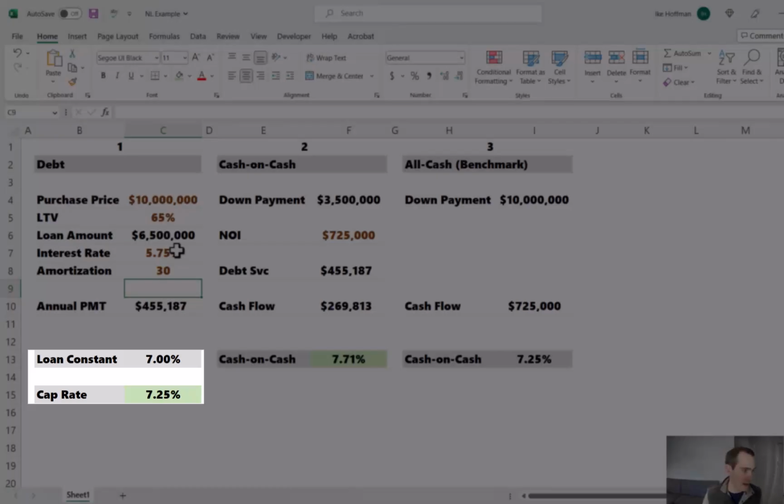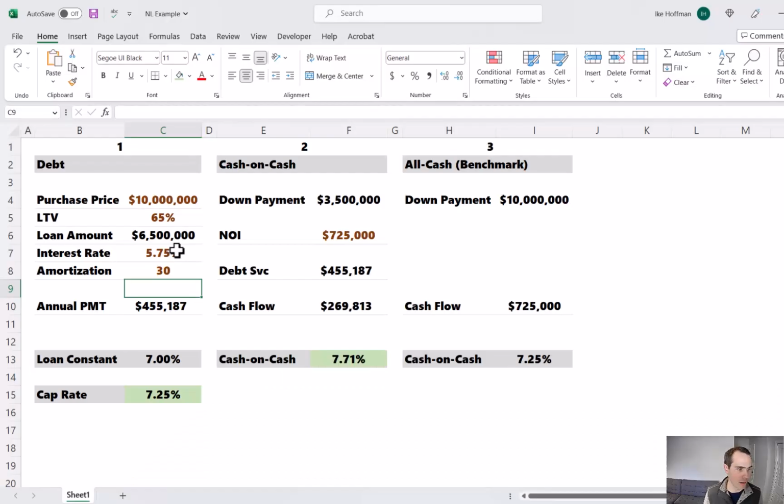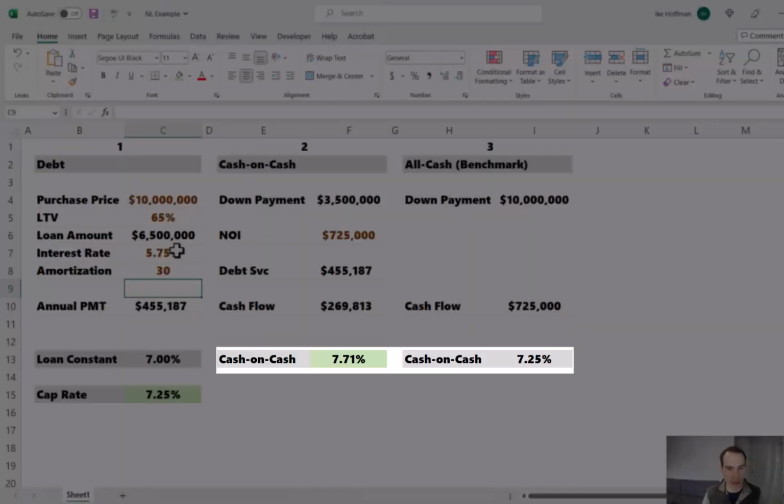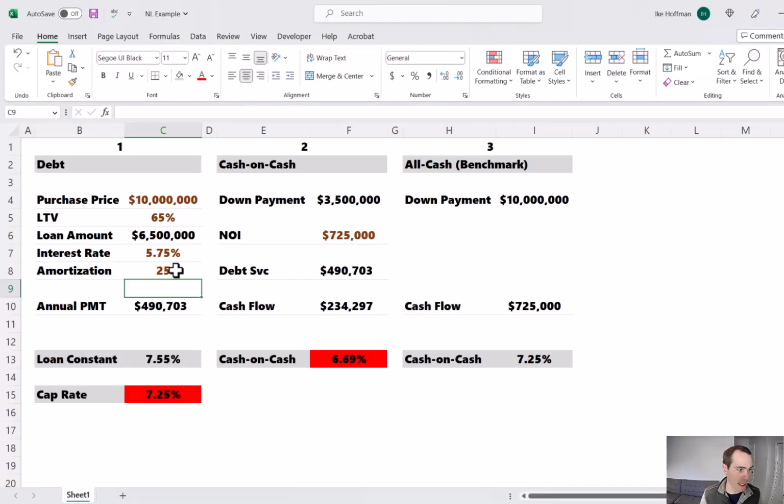The cap rate is higher than the loan constant, which means our cash on cash return is going to be higher than our all cash yield, 7.71% versus 7.25%. And if there's no way you can negotiate on purchase price, maybe it's a widely marketed deal where you just have to pay a high bid or the lender's not willing to budge, increasing the NOI also combats negative leverage.